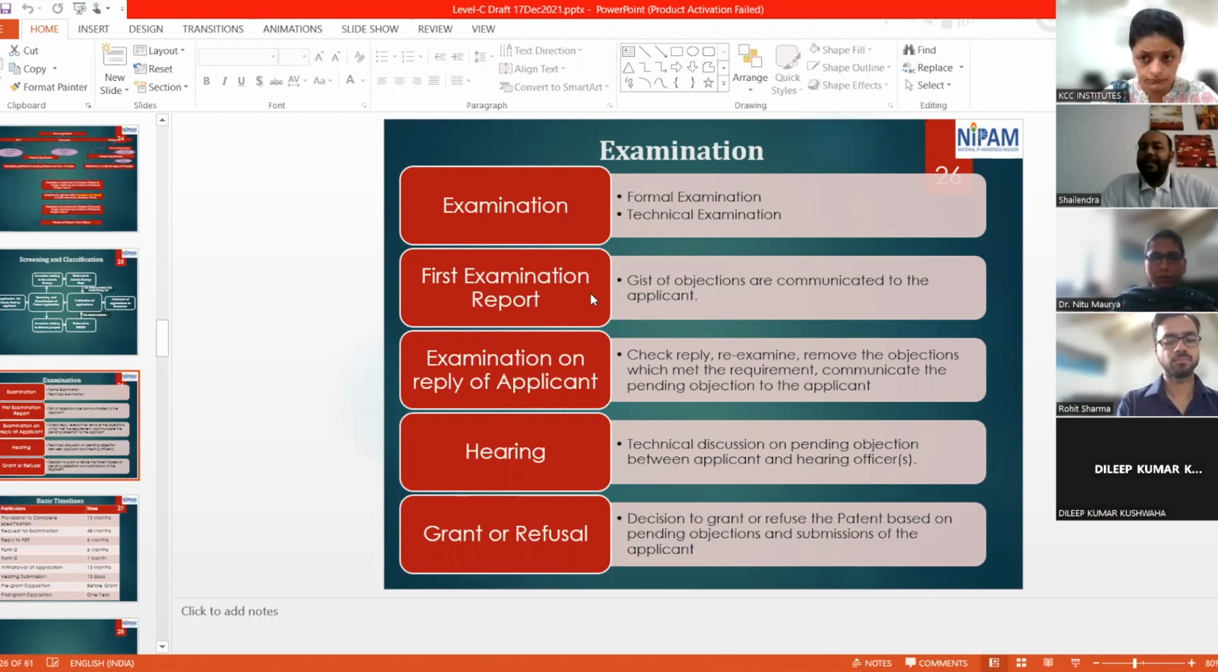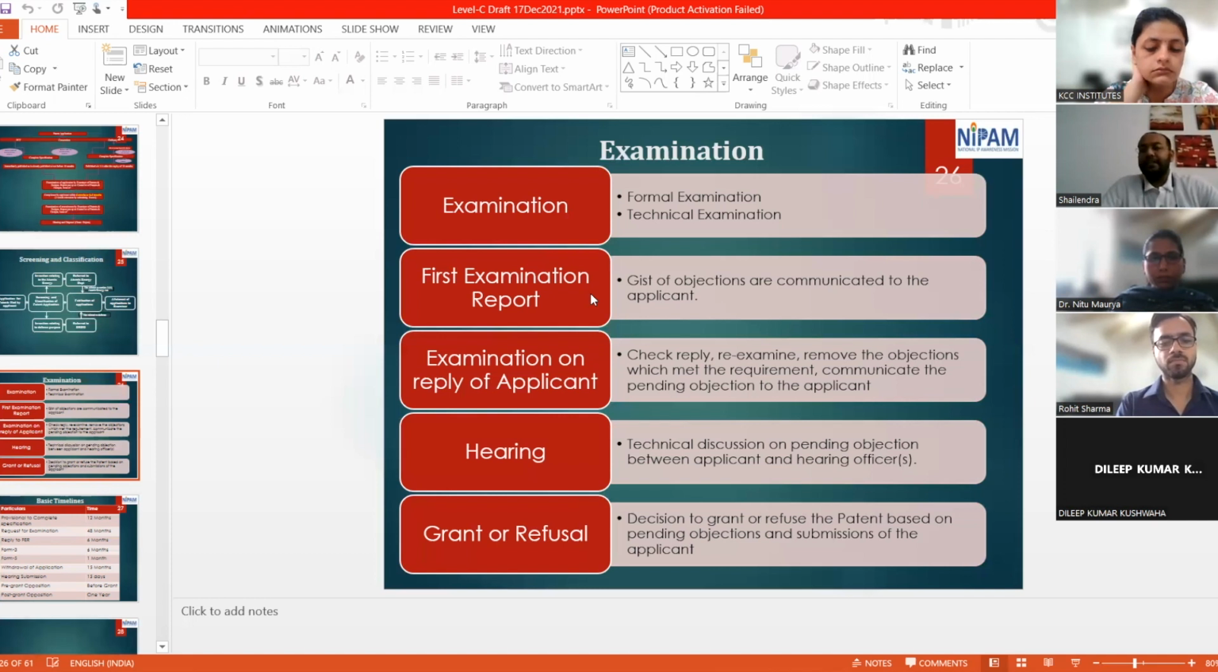Now the technical examination. It's a very important thing for any person who wants to file a patent application or who wants to understand about patent application processing. Technical examination is very important, and not even just for a patent, but for any innovative thought. If a person has any innovative idea, we can understand from the technical examination process whether the idea is actually an invention or not.